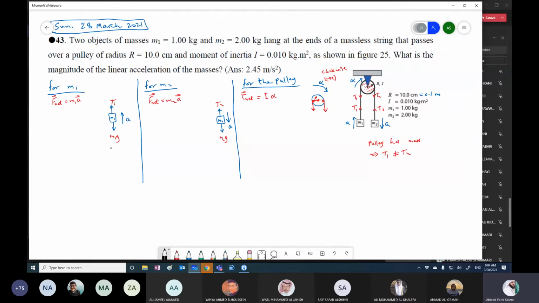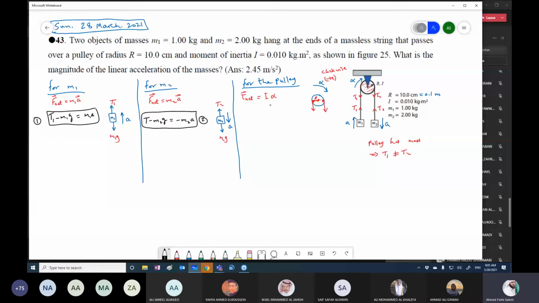So we have T1 up, M1G down, and the acceleration is up. So applying Newton's second law, tension 1 minus M1G equals plus M1A. And this is equation number 1. For 2, here I have a tension 2 upward, M2G downward, acceleration is downward. So T2 minus M2G equals minus M2A. Why do we have minus M2A? Because acceleration is downward. This is number 2.